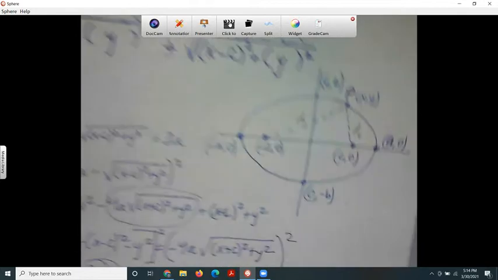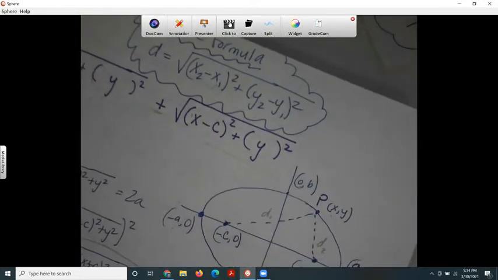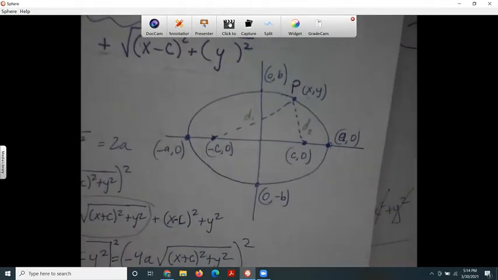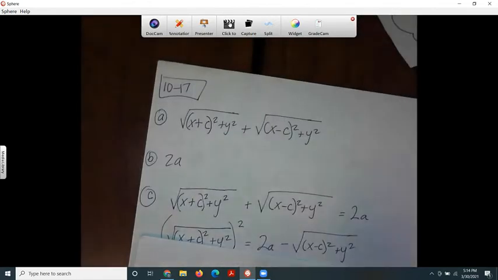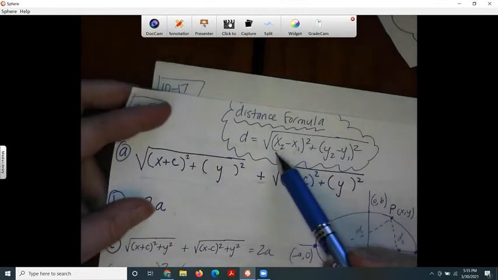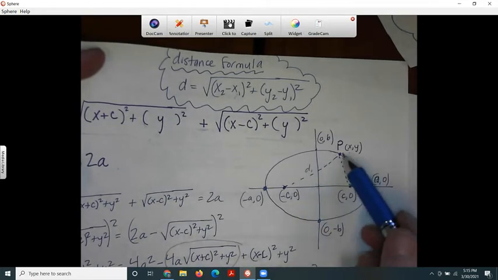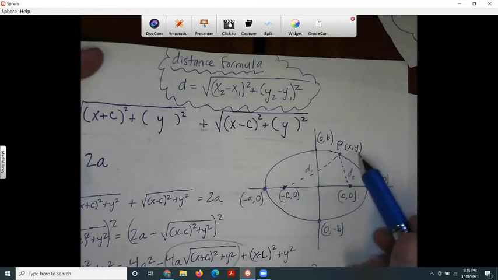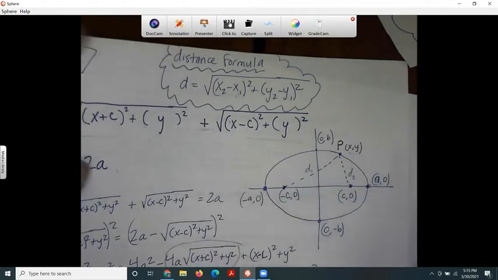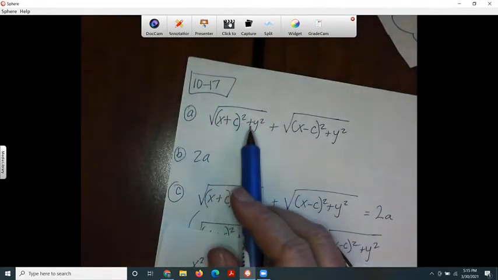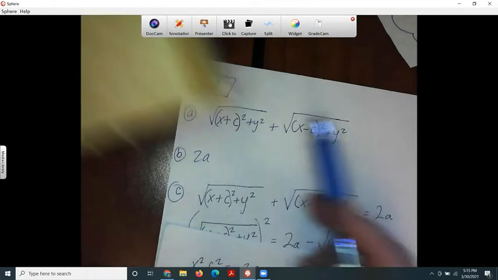So letter A says, write an expression for the sum of the distances from your point P to each of the pins. Okay, so I got out the distance formula because the distance from the pins is just these dotted lines here. So we can just use these ordered pairs. And so I got x minus c squared plus y squared. Or sorry, x minus negative c squared.